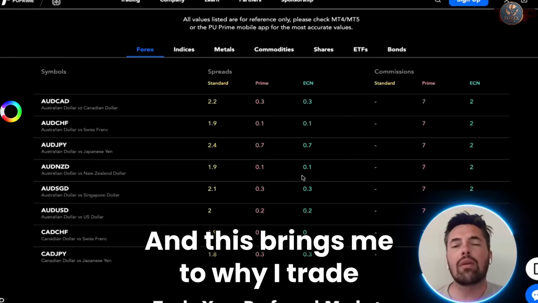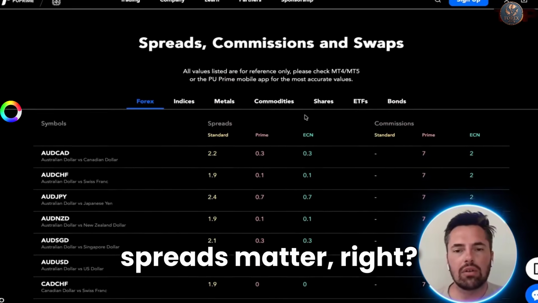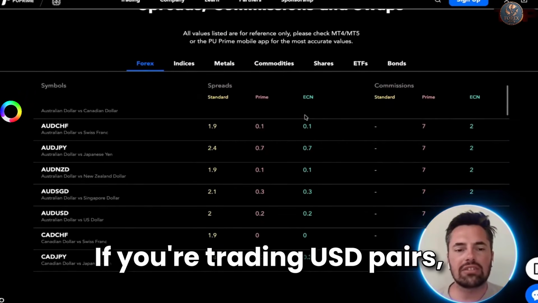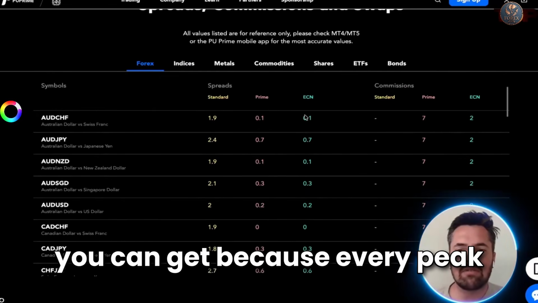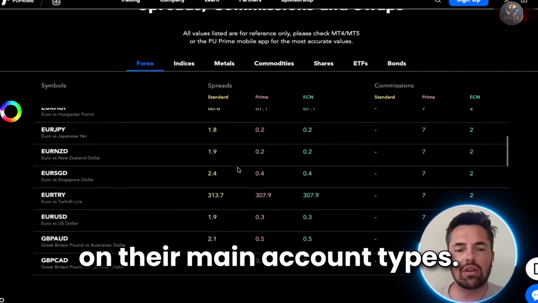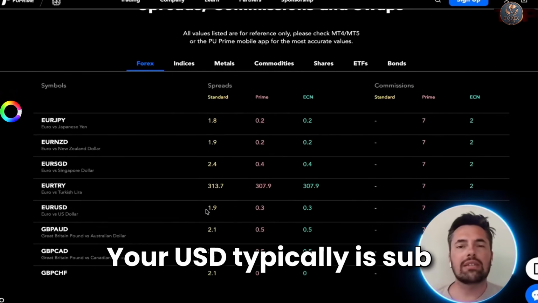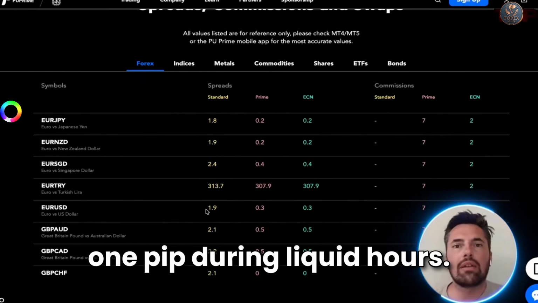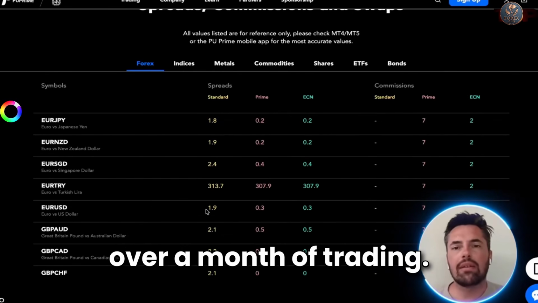And this brings me to why I trade these specific pairs on PUPRIME. Spreads matter, right? If you're trading USD pairs, you want the tightest spreads you can get, because every pip of spread is a pip of profit gone. PUPRIME have raw spreads on their main account types, proper interbank level pricing. Your USD typically is sub 1 pip during liquid hours. The pass is similar. That adds up massively over a month of trading.